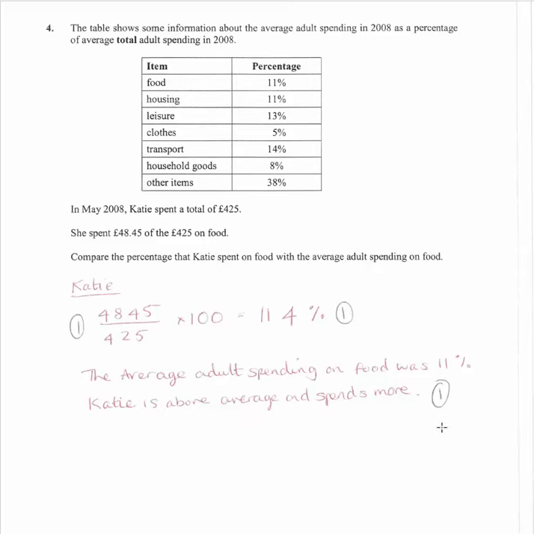What someone else did is they found 11% of 425 and said, okay, well, if Katie was an average person, what's 11% of that? Work it out and then compare it to what she actually spent. That's a different way of doing it, and it's perfectly fine. As long as you make a comment here, you'll get all the marks.